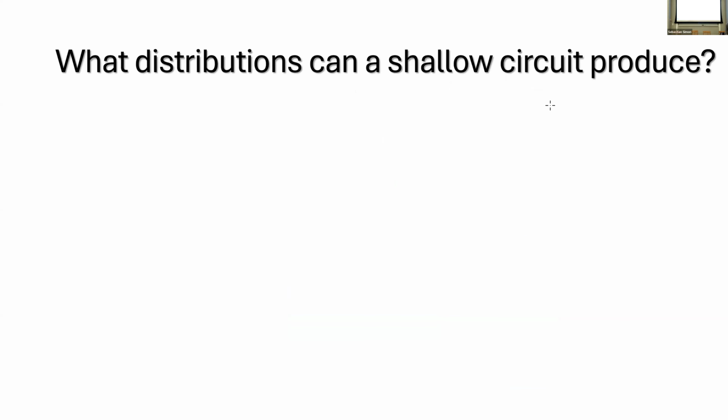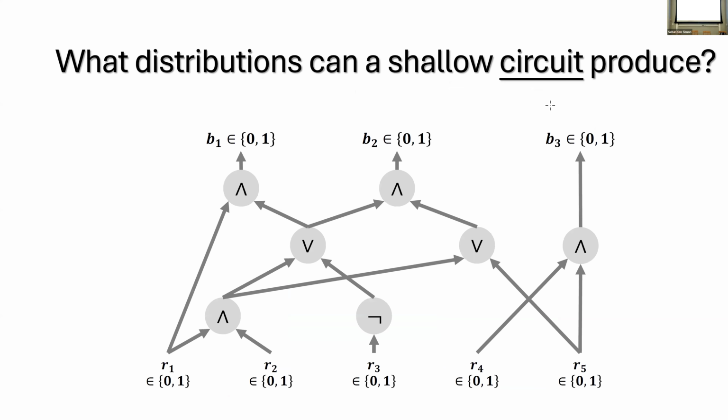Okay, so the key question we try to understand is this sentence: what distributions can a shallow circuit produce? And I will go term by term, explaining what this means. So the first thing is a circuit. What is a circuit?